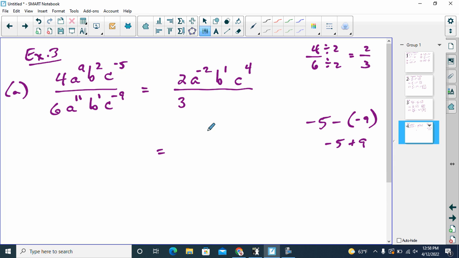To write our final answer, any negative exponents get moved. So the 2 is fine, the b to the 1st is fine, c to the 4th is fine. But on the bottom, I need that 3, and this a squared needs to move down because it had a negative exponent.